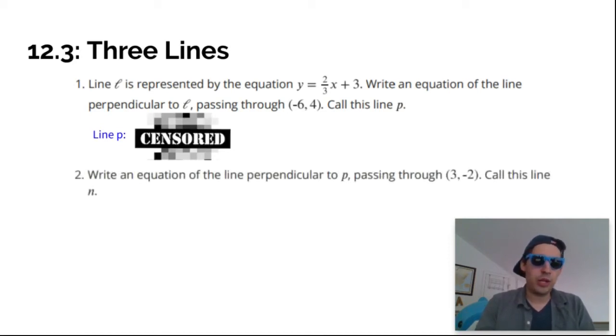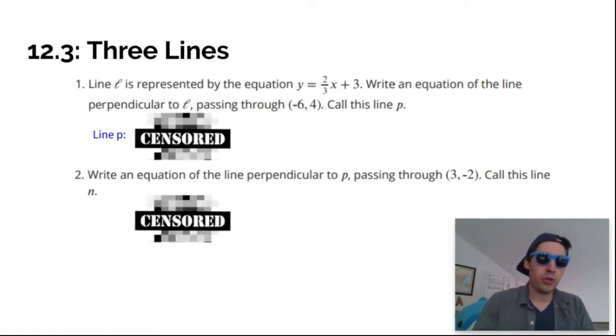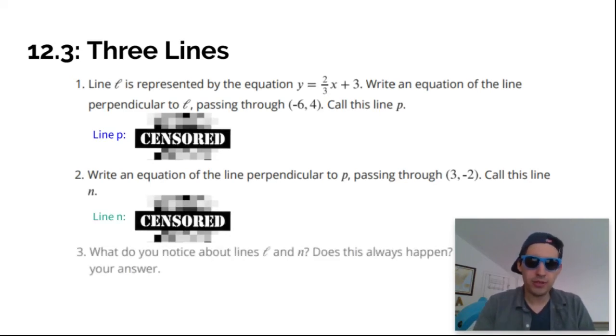Question 2. Now we have to write an equation that's perpendicular to line P, but passes through the point 3, negative 2. So once again, take the slope, make sure we write the perpendicular slope. We're going to use point-slope form and write our answer like that. Question 3. What do you notice about lines L and N? Does this always happen? Well, it's pretty obvious by looking at these equations exactly what they're talking about.